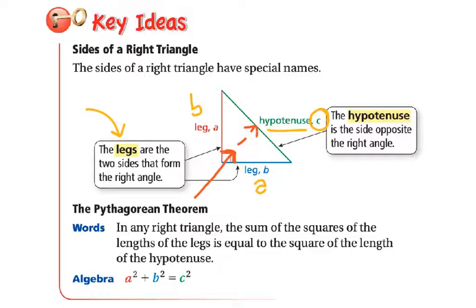Down here it says, in any right triangle, the sum of the squares of the lengths of the legs is equal to the square of the length of the hypotenuse. That's very confusing, and you might want to pause the video and reread that description a few more times. All they mean, algebraically, is simply this. The legs are A and B. If we square A and find the sum of the square of B, so add them together, those two squares will always equal the square of the hypotenuse itself.